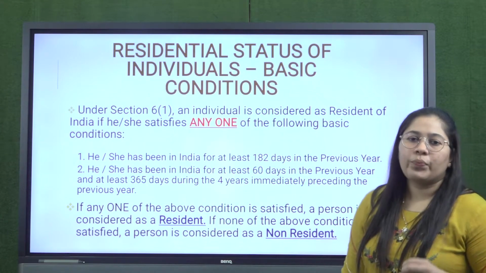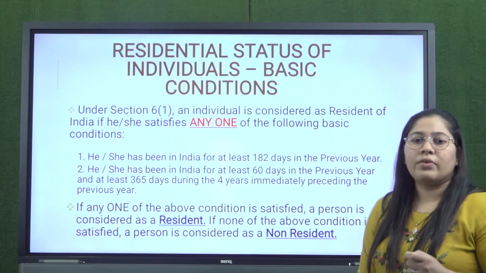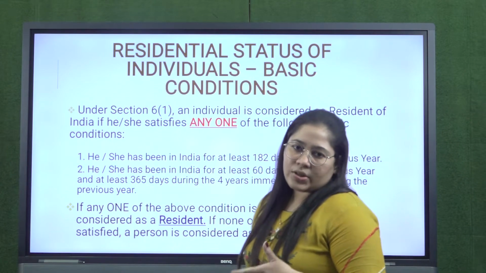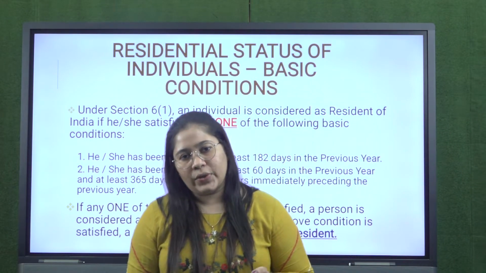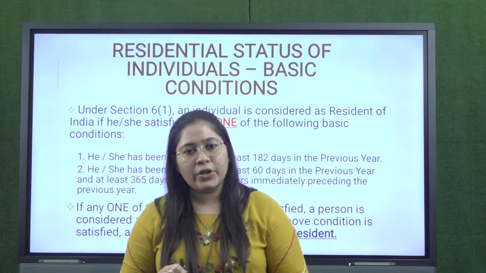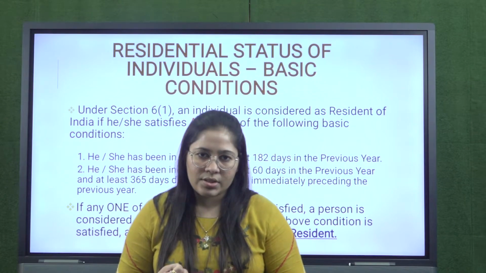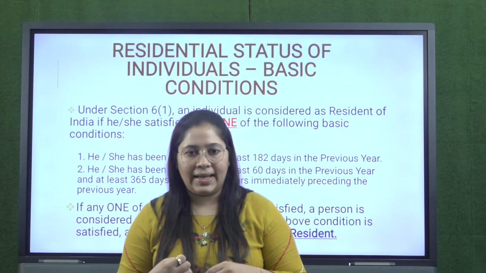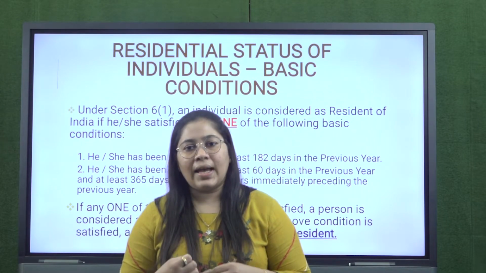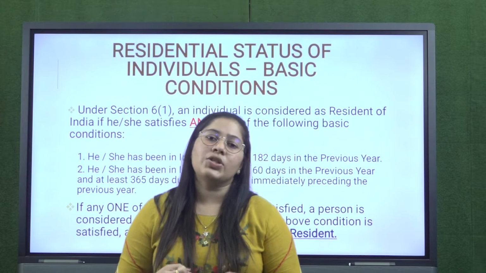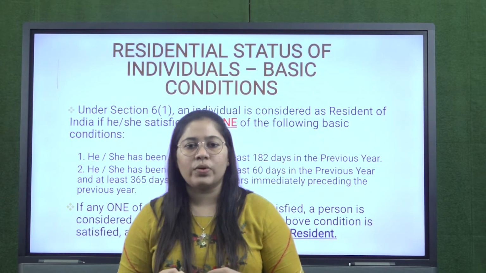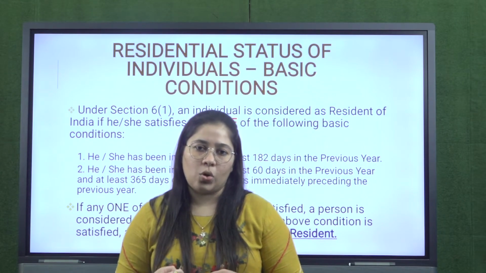Moving on to determination of the residential status of individuals. Now see, residential status of individuals is going to be calculated on the basis of two steps. Firstly, we are going to apply the basic conditions which are laid down in subsection (1) of section 6 of the Income Tax Act. And then we are going to apply the additional conditions which are laid down to further determine whether the individual is an ordinarily resident or not.